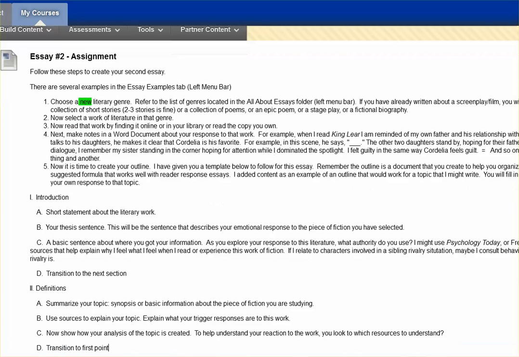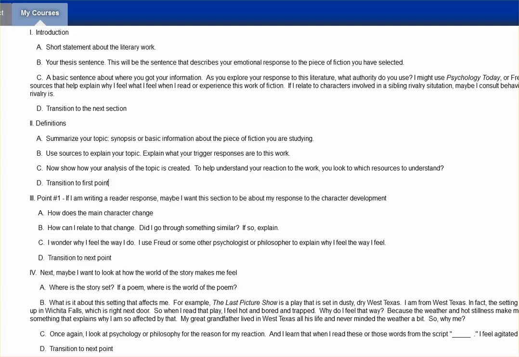The important thing as you move through this process is to remember that you will not be writing a plot summary. If you consider a piece of literature and all you do is write a report about what happens in that piece of literature, that will not fulfill the requirements for essay number 2. That will be a plot summary. That is the same as a book report. That is not critical thinking about a piece of literature.